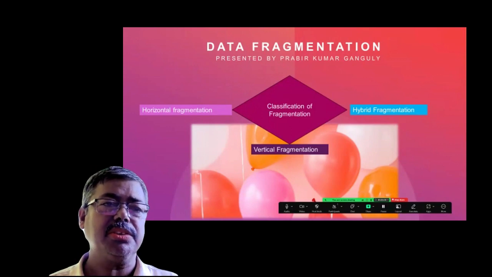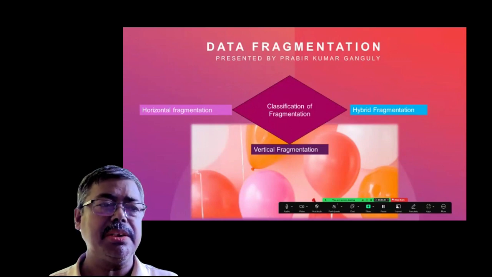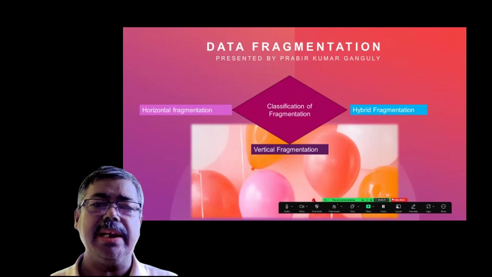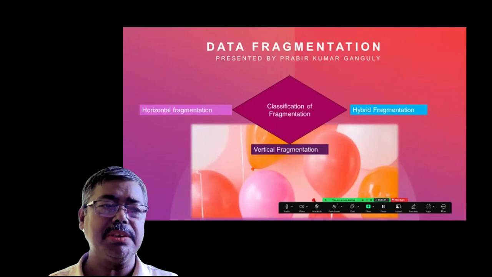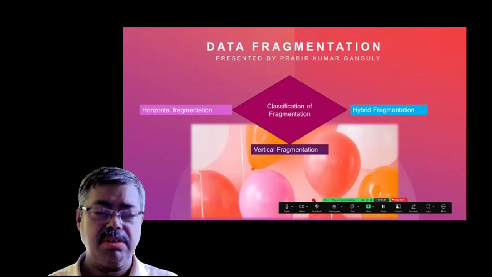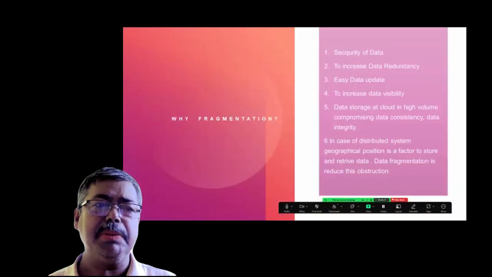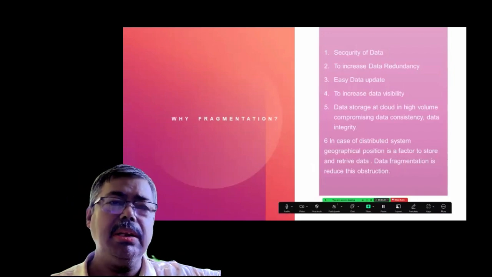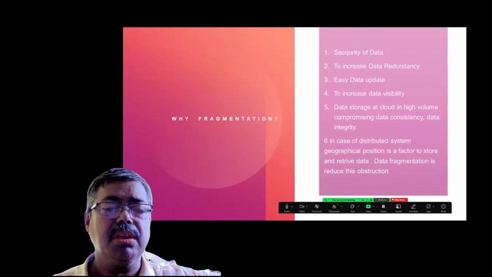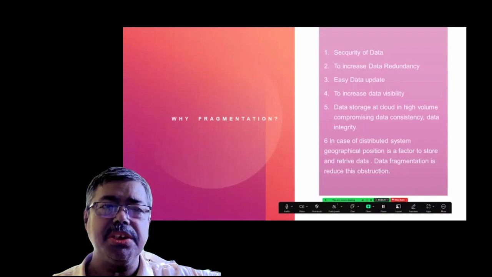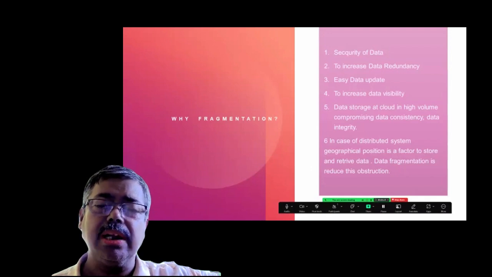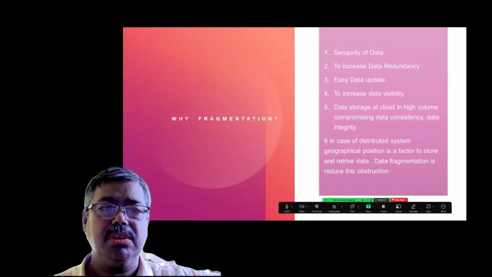Data fragmentation is of three types: horizontal fragmentation, vertical fragmentation, and hybrid fragmentation. Horizontal fragmentation is to split the database or table horizontally. So why is fragmentation required? Fragmentation is required on the ground of security of data.